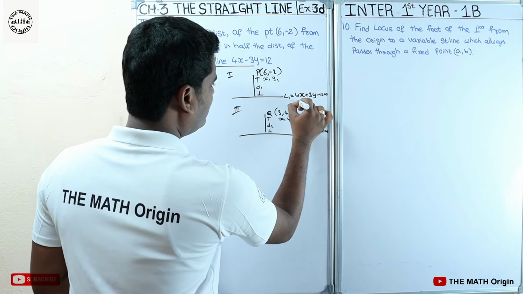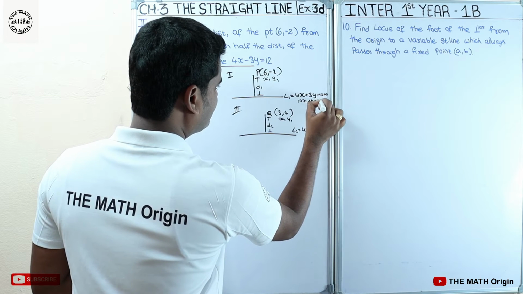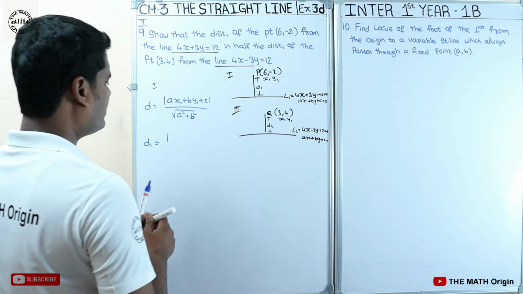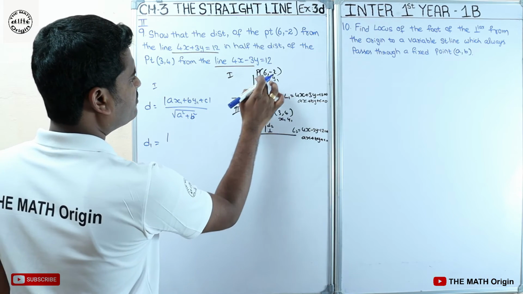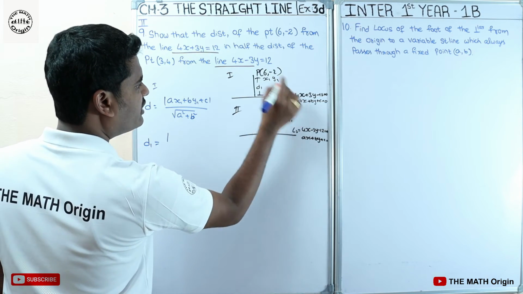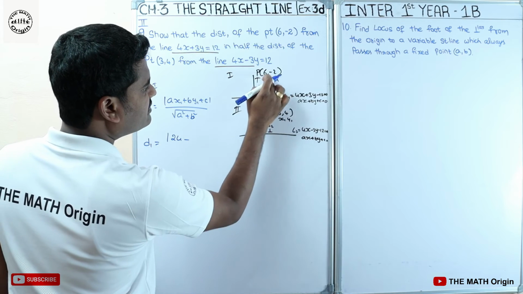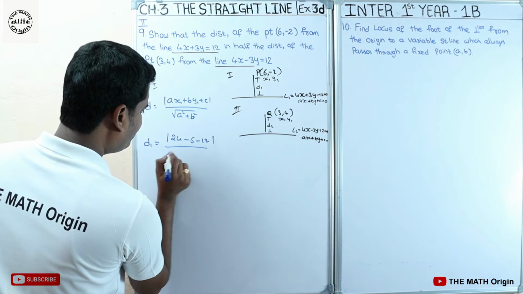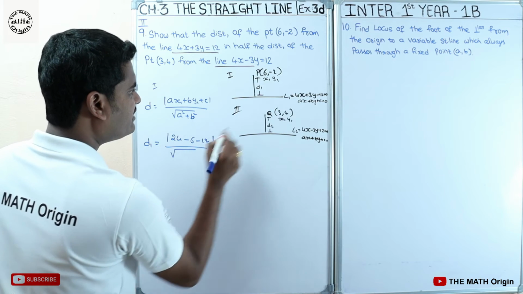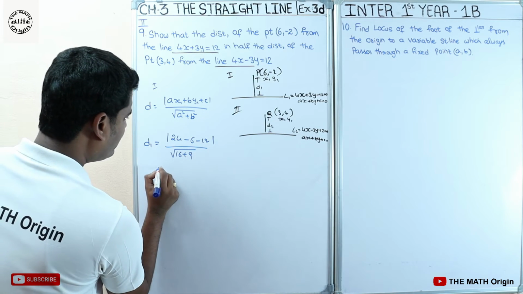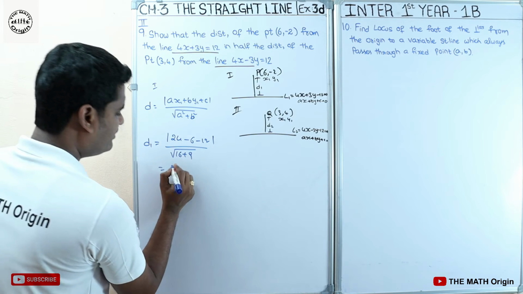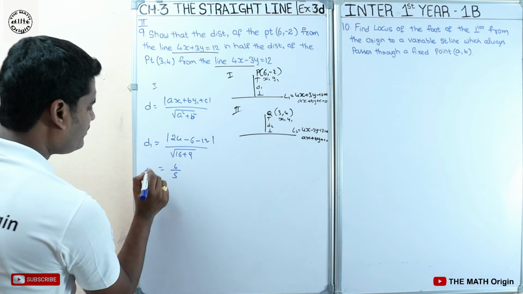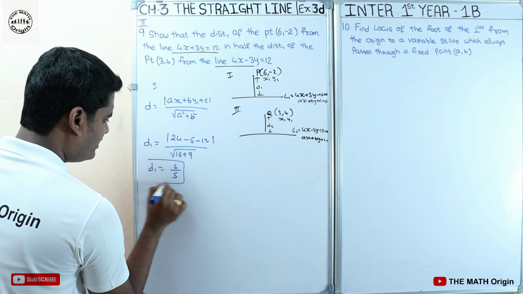Okay, and this is in the form of ax plus by plus c equals 0. Here also it is ax plus by plus c equals 0. So according to that, ax1 plus by1 plus c: 4 into 6 is 24, minus 2 into 3 is minus 6, minus 12 plus c, minus 12 by root of a square plus b square, 4 square plus 3 square, which is 24 minus 18, which is 6 by root 25, which is 5, so it is 6 by 5. Now we got d1.